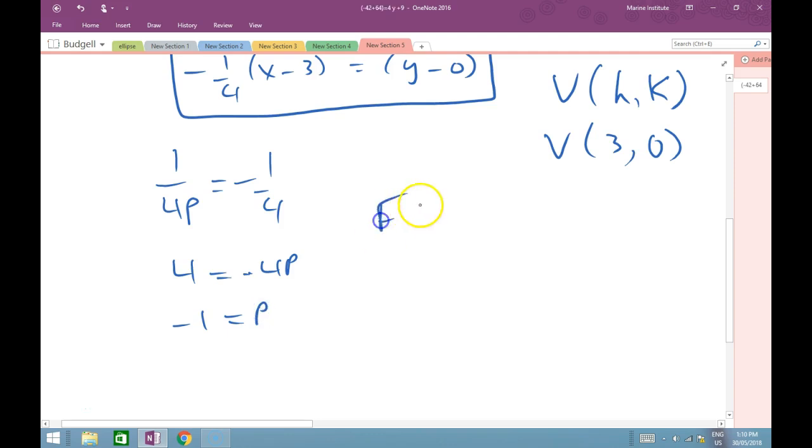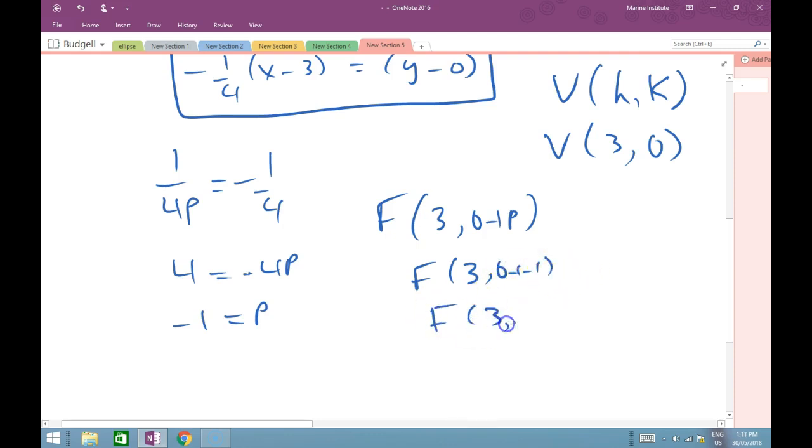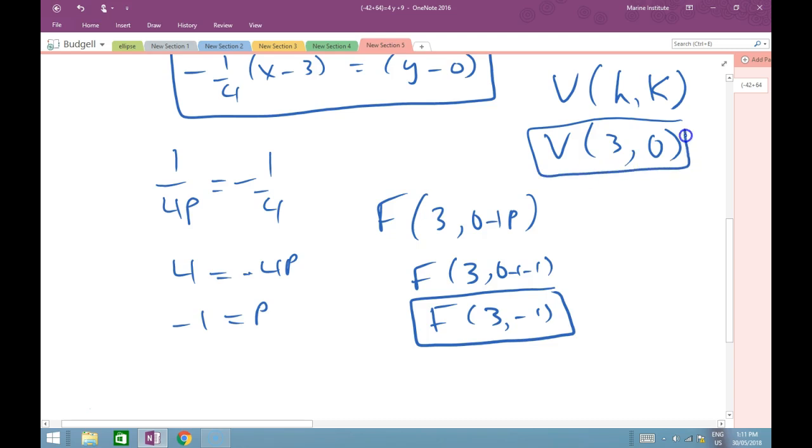So to find the focus, because this is solved for y, our y coordinate is the one that's going to be changing. So we're going to leave the 3 alone, and we're going to say 0 plus the p. Now our p is -1, so that means our focus becomes 0 plus -1, which really just becomes (3, -1). So here's our focus. Here's our vertex.